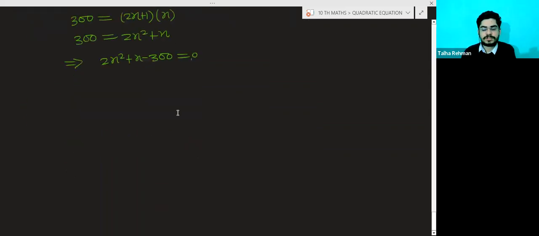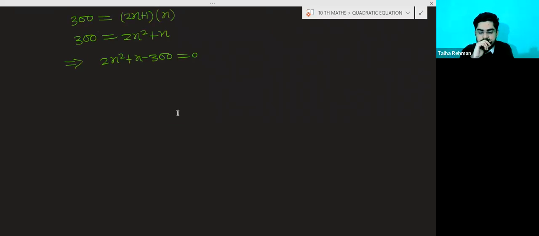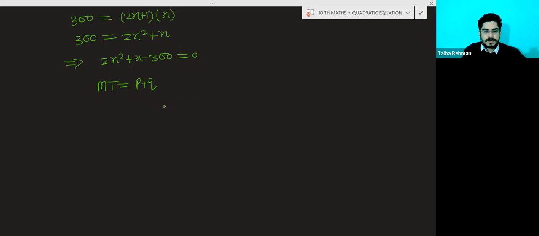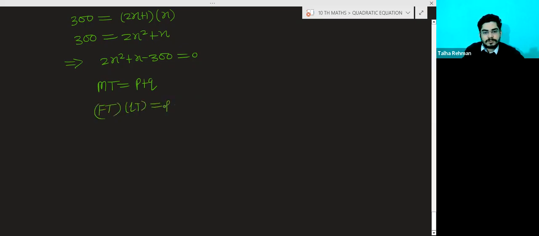Now we will solve this quadratic equation by the splitting method. How will we solve it? This is the first term, the middle term, and the last term. We will split the middle term such that the product of the first term and the last term is equal to the product pq, and the middle term is p plus q. So first term multiplied by last term is equal to pq.